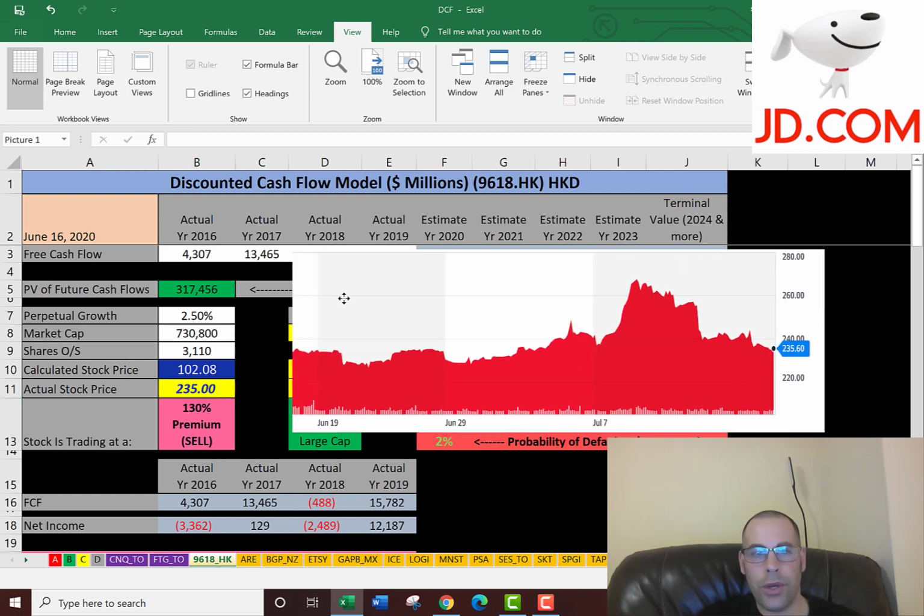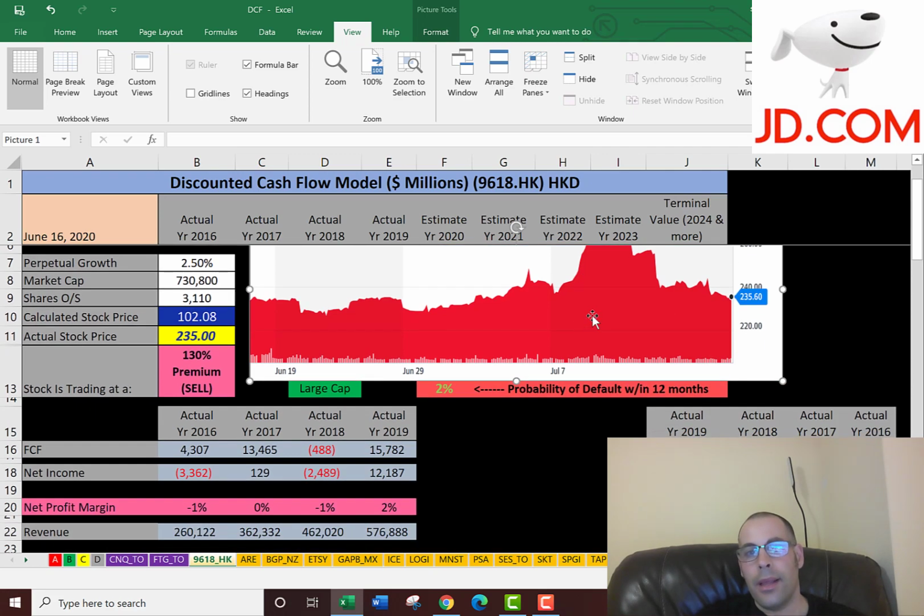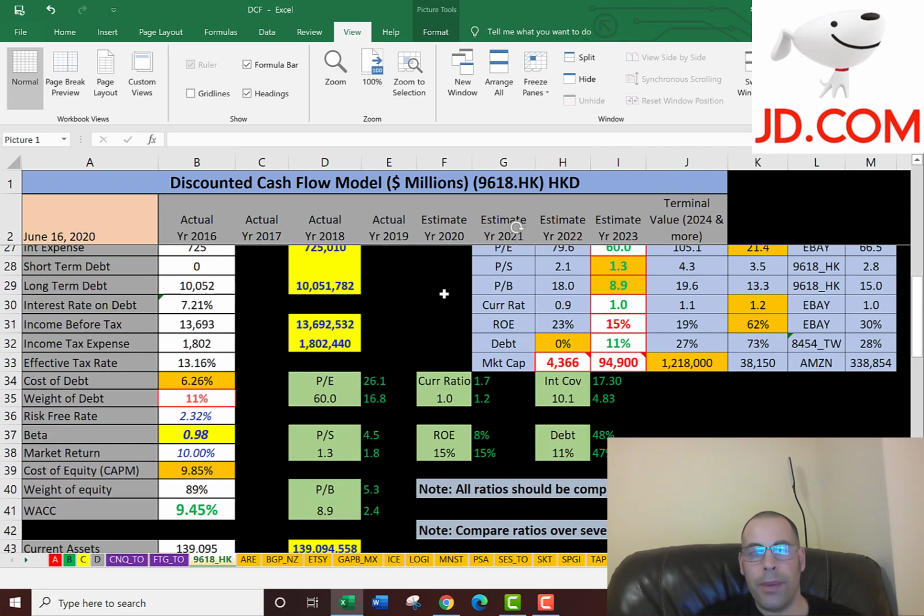Let's see what the stock has been trading. It looks like it peaked at 265, 270 at one point, but it's come down from the peak. This could be a stock that's going to blow up because of online retailing in China, and this is one of the biggest online retailers, kind of like Amazon and eBay. Let's look at the financial ratios to get more information.